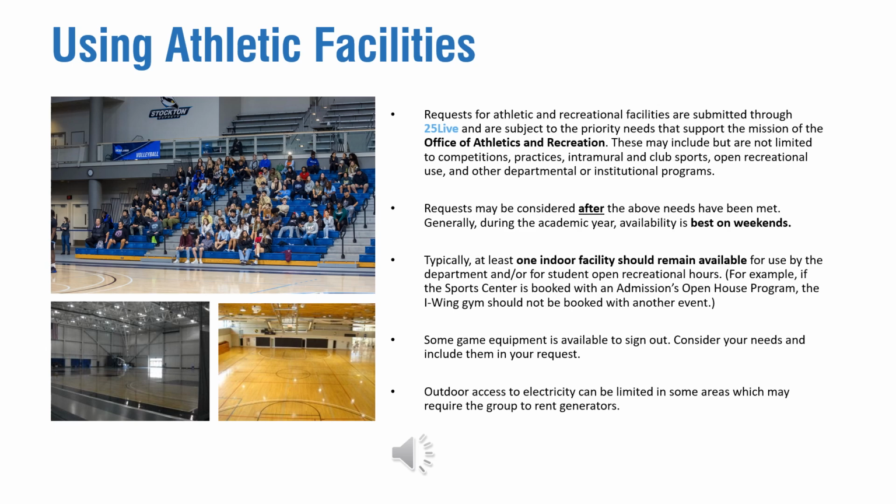Using athletic facilities. Requests for athletic and recreational facilities are submitted through 25 Live and are subject to the priority needs that support the mission of the Office of Athletics and Recreation. These may include, but are not limited to, competitions, practices, intramural and club sports, open recreational use, and other departmental and institutional programs. Requests may be considered after the above needs have been met. Generally, during the academic year, availability is best on weekends.